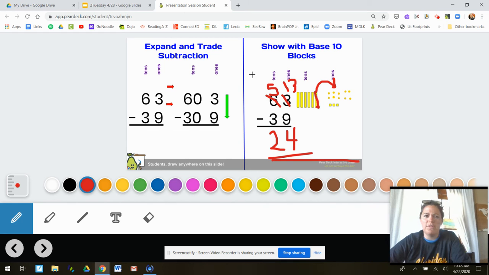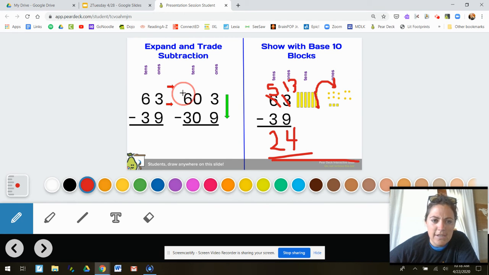All right, let's show it with this expand and trade. Okay, so I don't have 60. Remember, I'm trading one of those 10s over. So that means I'm going to just have 50 left. Okay, and then because I'm trading, I don't have 3. I have 3 and 10 more, which is 13. 13 minus 9 is 4. Okay, 50 minus 30 is 20. And 20 plus 4 is 24.